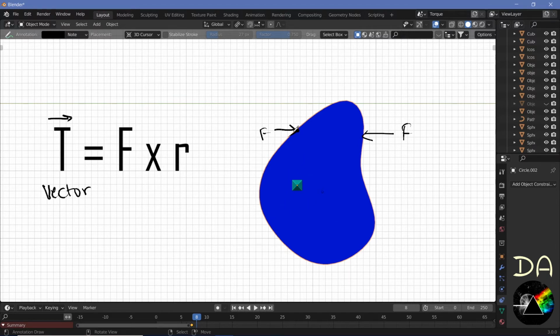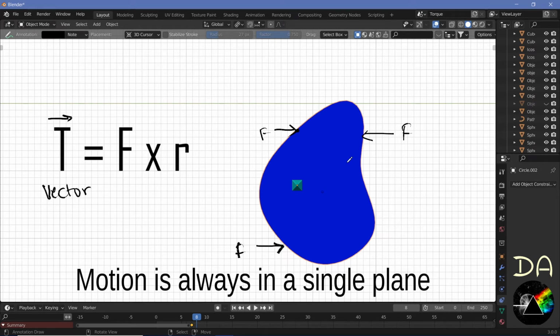Similarly, if we had the force in the same direction, but the position of the force was down here, even then, it seems like these two forces would be acting against each other and not allowing the turning of this particular object. And that's why the direction of torque is considered to be perpendicular to the direction of motion.